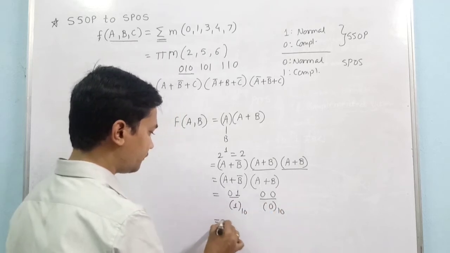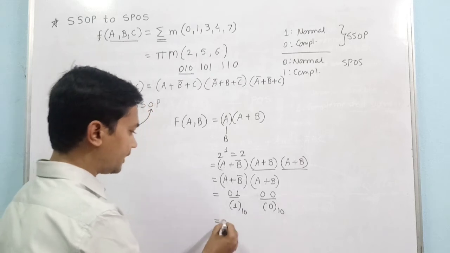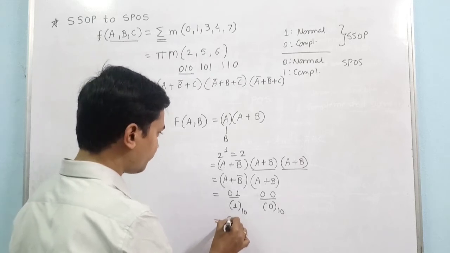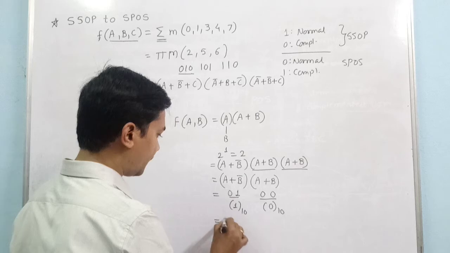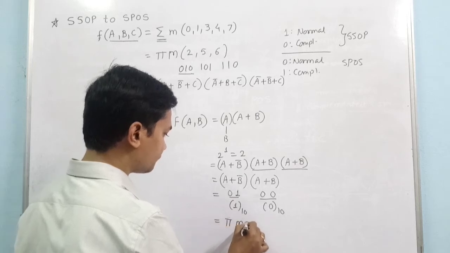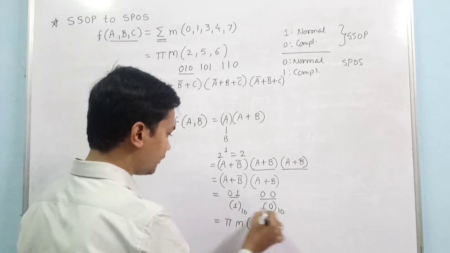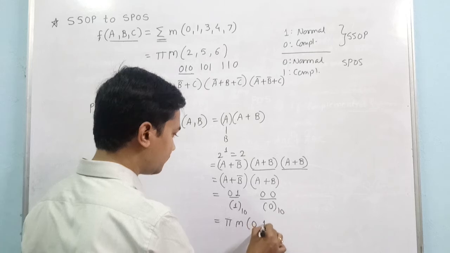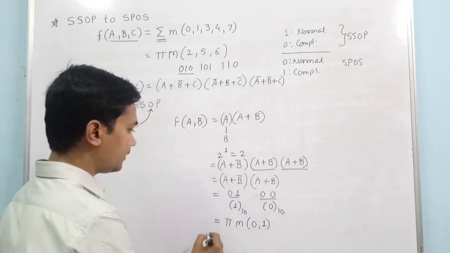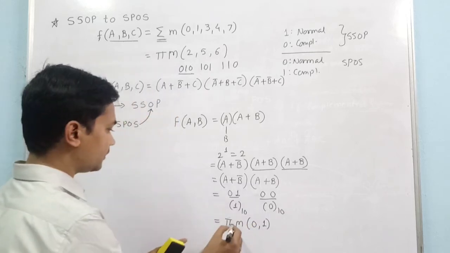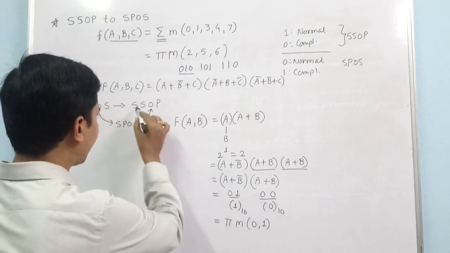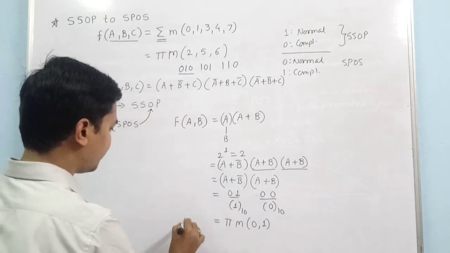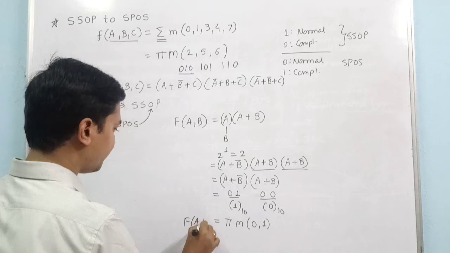Okay, so once you get this value, we can simply write pi m, this is 0 and this is 1 comma 1. Okay, now if you want to convert it into standard SOP form, so actually this is what? F of a comma b.